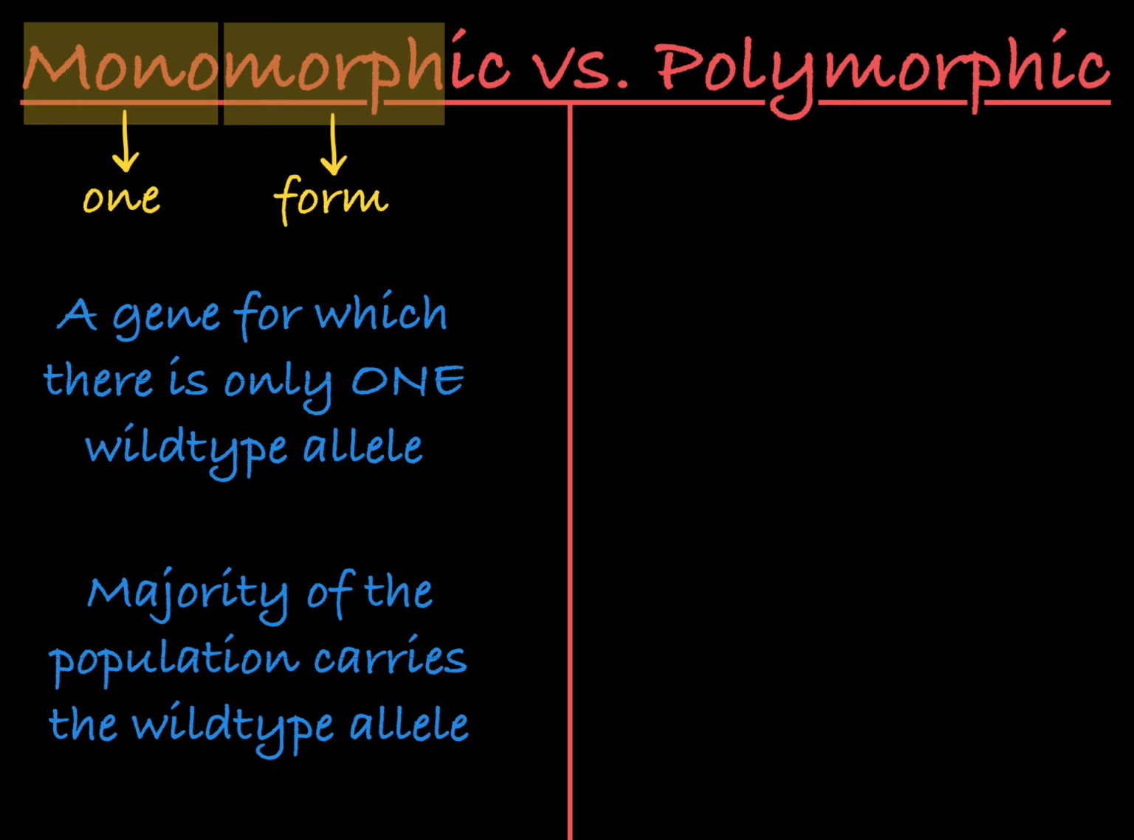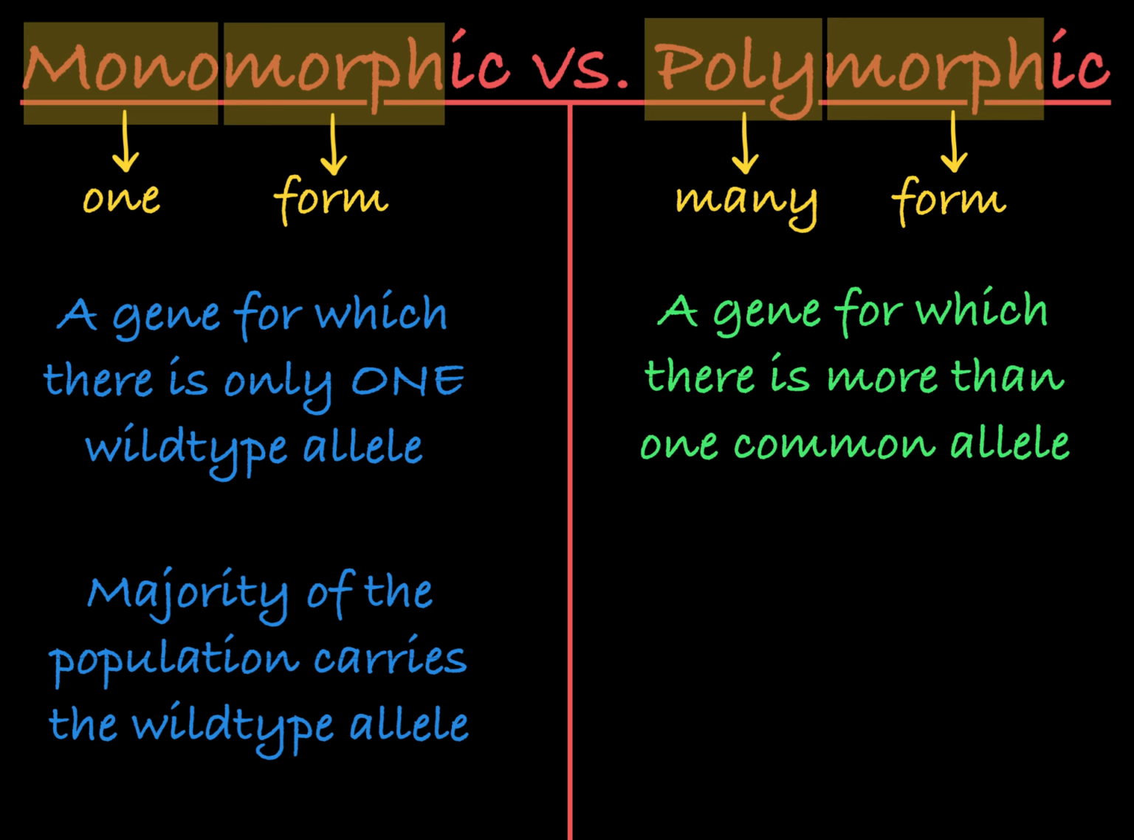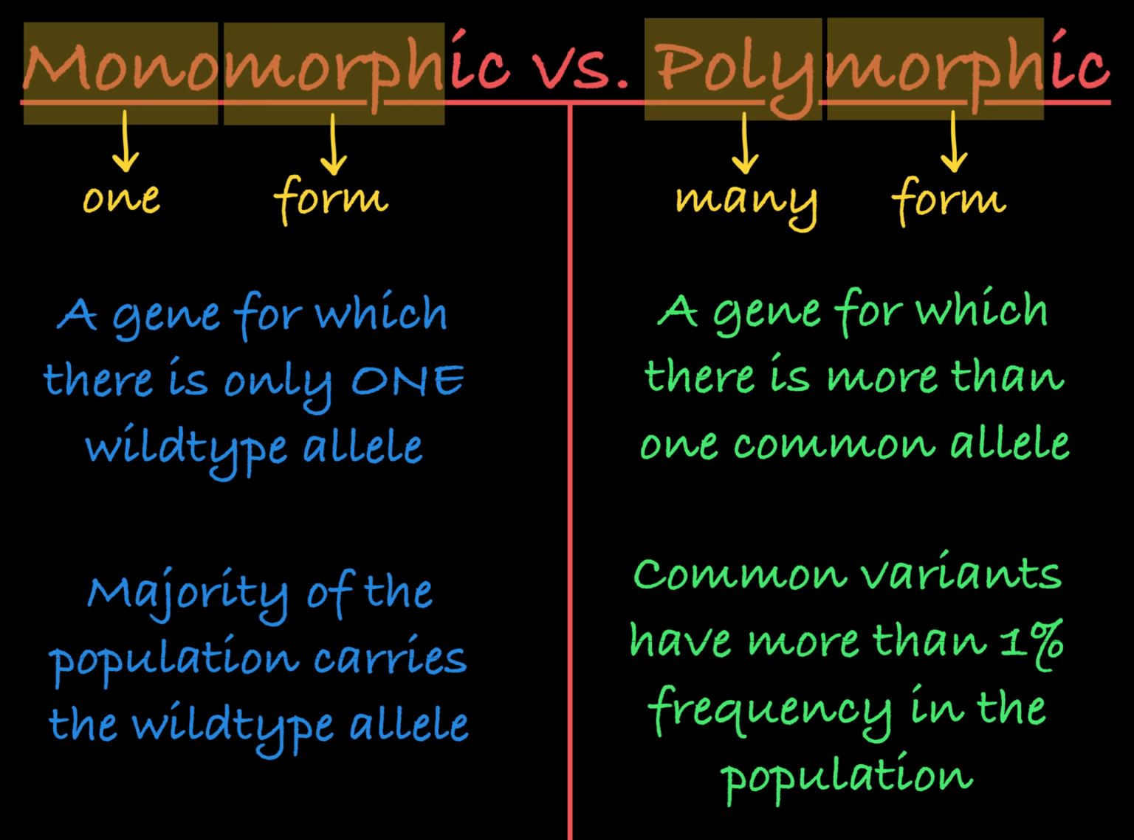Okay, now let's look at the word polymorphic. Poly meaning many, morph once again meaning form. There are many forms of this gene in the population. A polymorphic gene is a gene for which there exists more than one common allele, so there's more than one allele that exists at a frequency of greater than 1% in the population. While you can call these common alleles of a polymorphic gene wild-type alleles, more often they're called common variants.